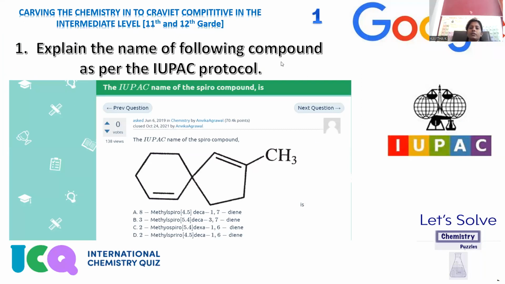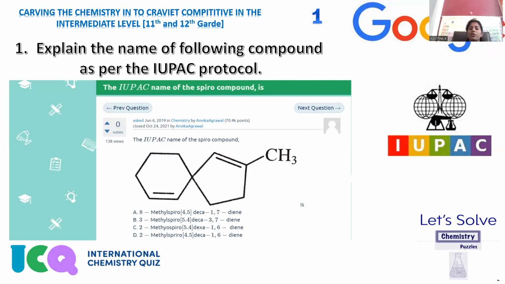Explain the name of the following compound as per the IUPAC protocol. IUPAC naming of the compound we need to assign, and this compound is said to be spiro. Any compound having a bicyclic ring system joined by one carbon as a common one, that joining carbon used to connect two ring systems, is called a spiro. Another bicyclic system is the fused ring, joined by two carbon atoms. That is called bicyclic. There is a slight distinction between them.